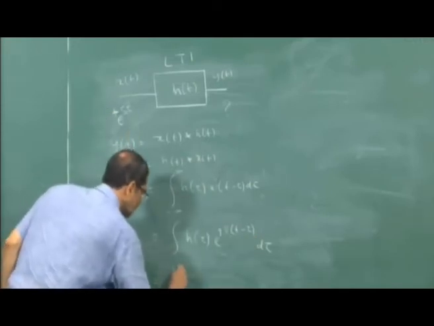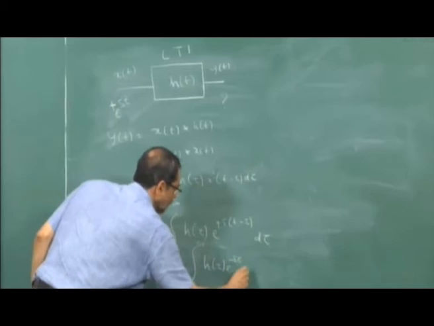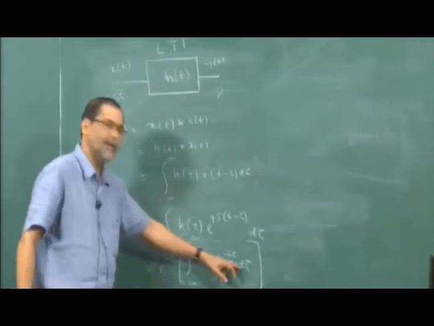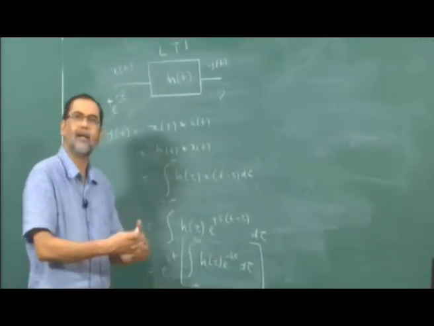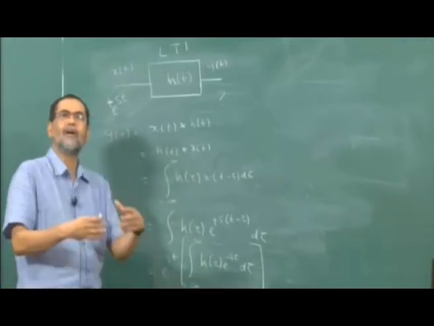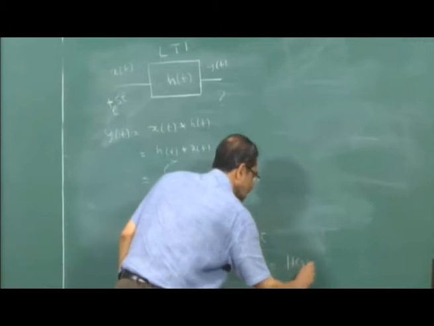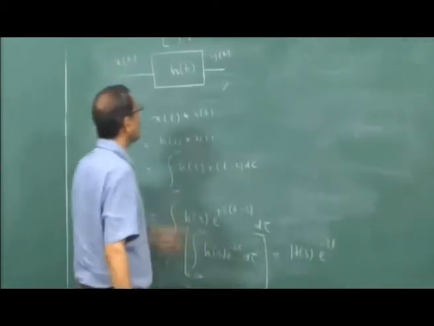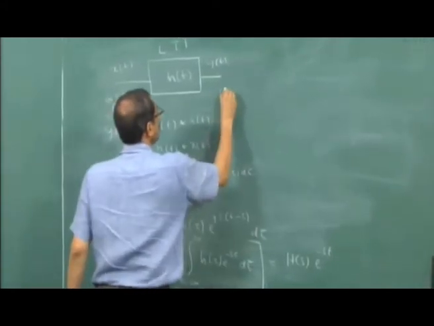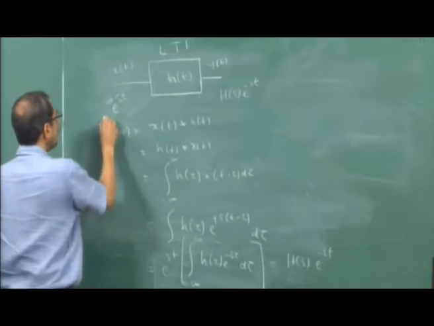So I have e to the power of st times the integral from minus to plus infinity of h of tau e to the power of minus s tau d tau. Tau is a variable of integration, so it integrates out. Only s is the unknown. So this will be a function of s, right? Let me call this capital H of s. So the output will be H of s into e raised to st. So, a very interesting result.